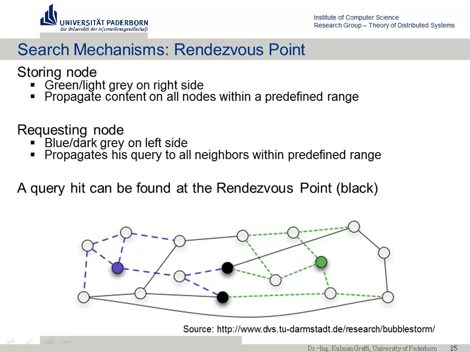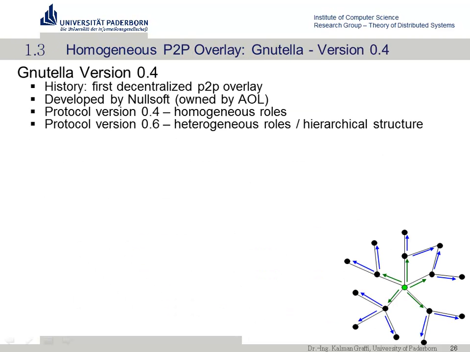Okay, so now we go into explicit protocols that are implementing these principles. The first and very, very important, very famous one is Gnutella 0.4, because it was the first decentralized P2P overlay. It was developed by Nullsoft. They also made Winamp, which was very popular at that time. And Nullsoft was then bought by AOL, which was a large internet service provider at that time.